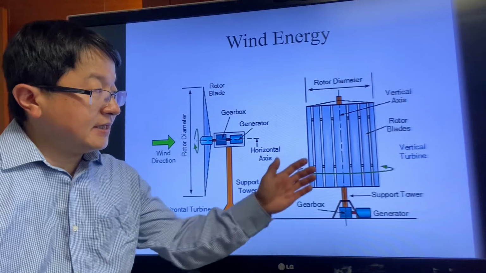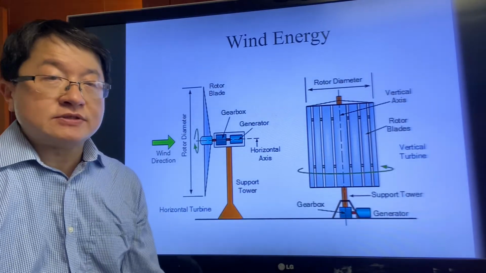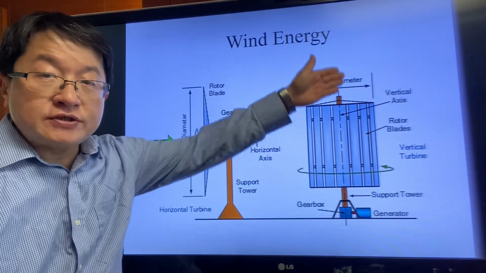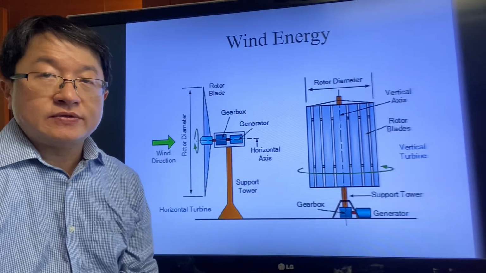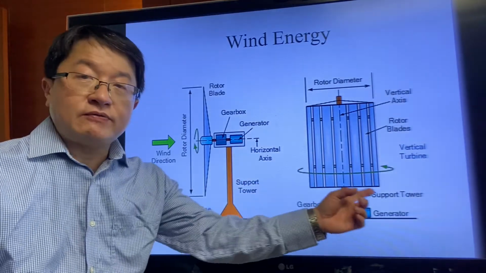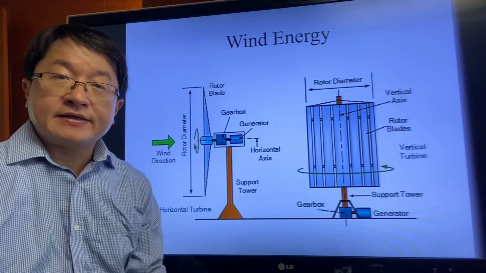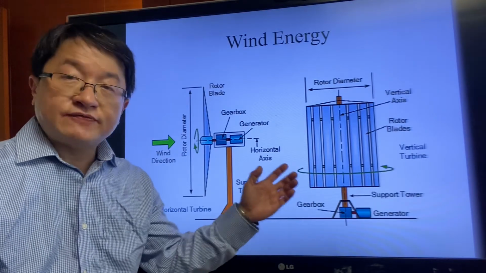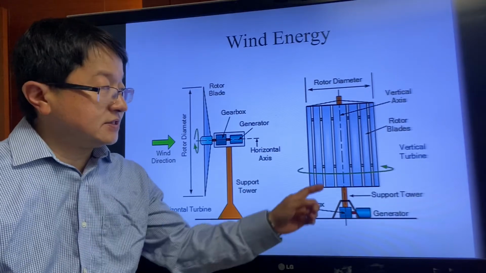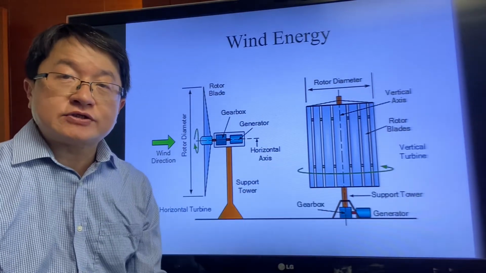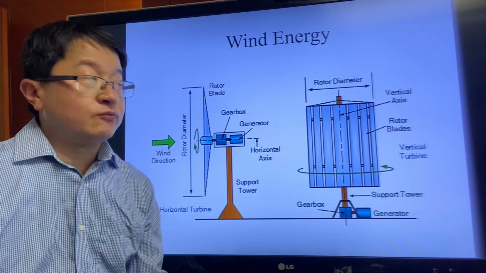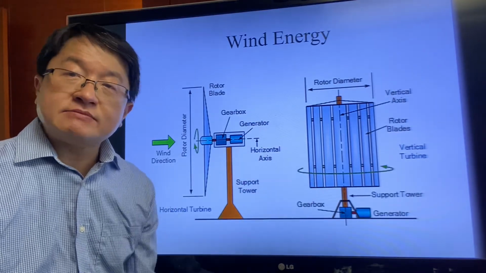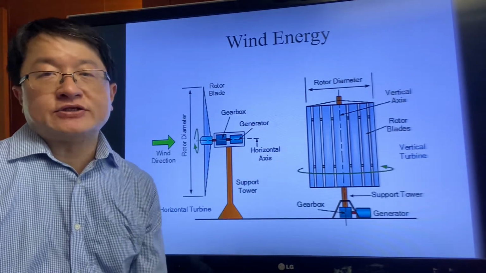On the other hand, there are some other wind turbines where the rotation axis is vertical. In other words, the wind turbine rotates in the horizontal plane. This type of wind turbine can accept wind from all different directions. So this installation is suitable for places where the wind direction is not stable, sometimes from the north, sometimes from the east, and so on.